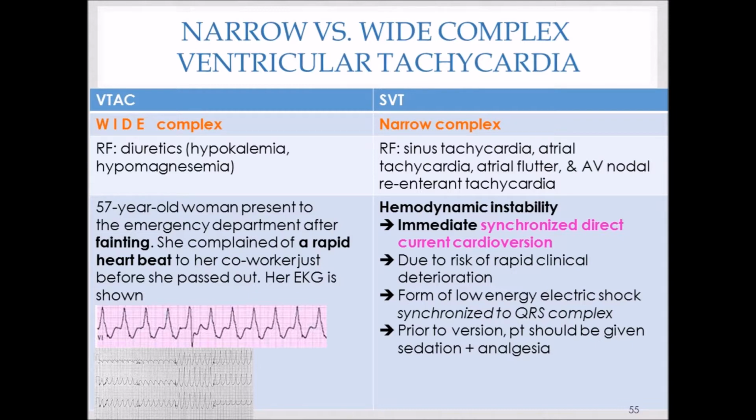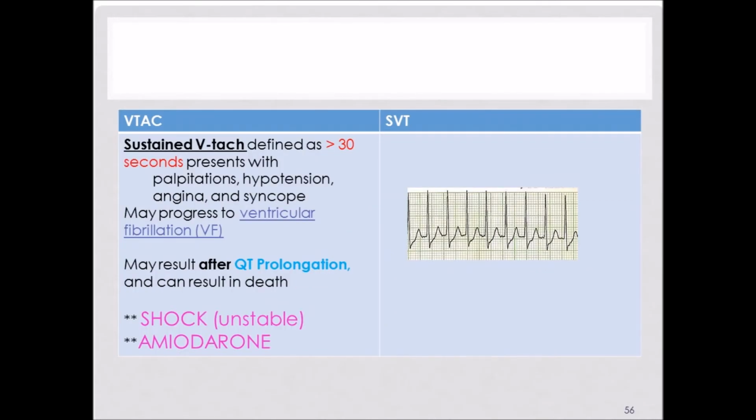Well, for SVT, you just go ahead and do immediate synchronized direct current cardioversion. Why? Because there's a risk of rapid clinical deterioration. It's a form of low energy electric shock synchronized to the QRS complex specifically, but make sure prior to doing that, you give the patient enough sedation and analgesia. And for VTAC, if the patient is unstable, you just shock them, or you can also give them amiodarone otherwise.